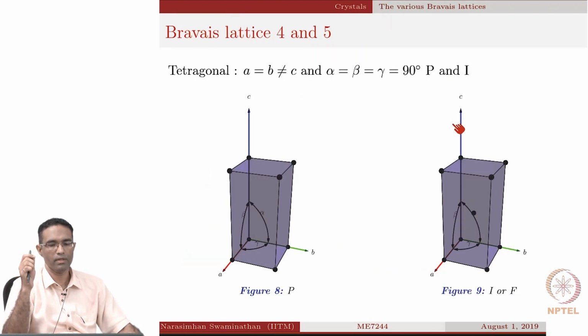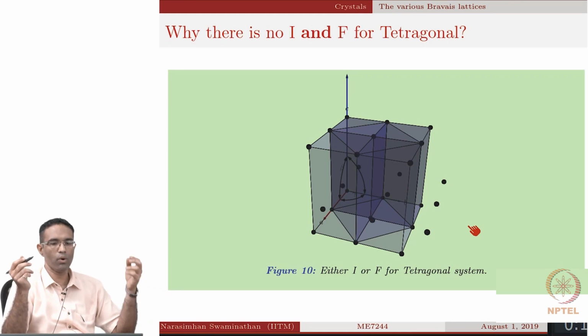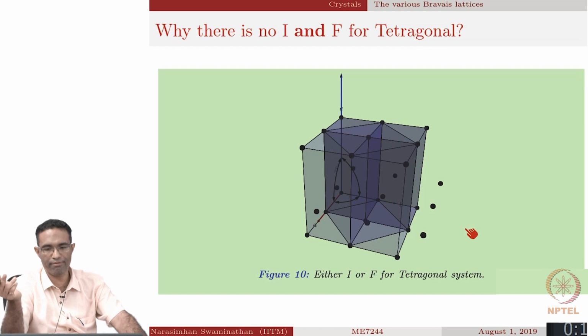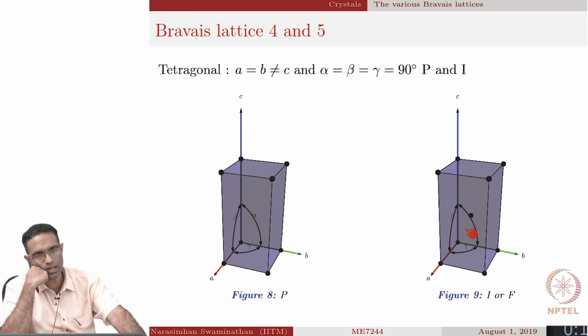Lattices 4 and 5 have slightly lower symmetry. They are tetragonal. Okay, so A and B are equal, C is not equal to A and B, and the angles between them are of course 90 degrees. And in this particular type of Bravais lattice, you can either have a primitive or you can have a body centered lattice. Okay. The question now is, why is there no face centered tetragonal lattice? This is a tetragonal lattice, right?